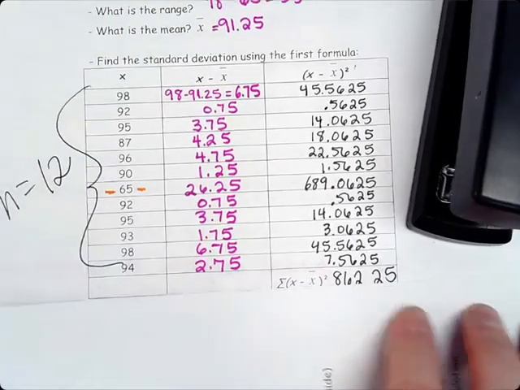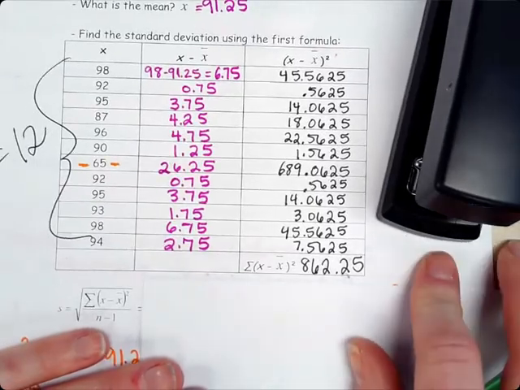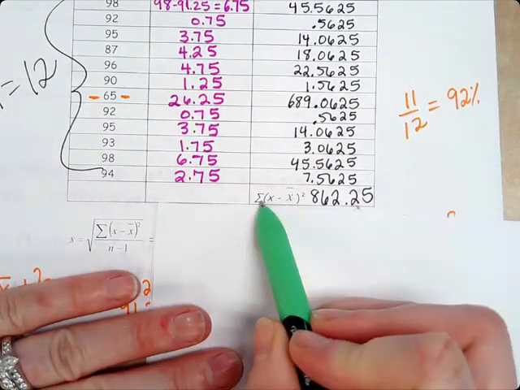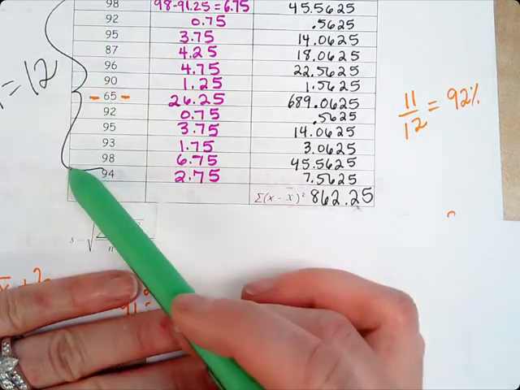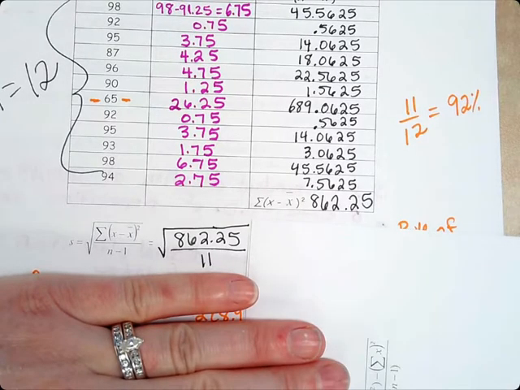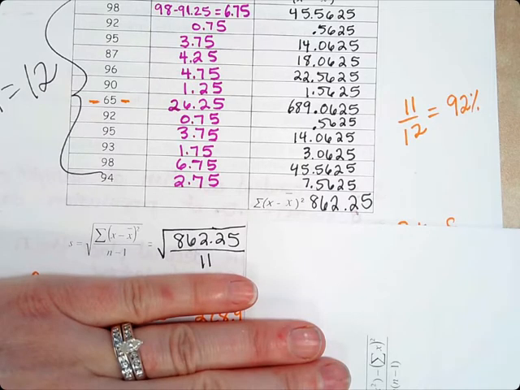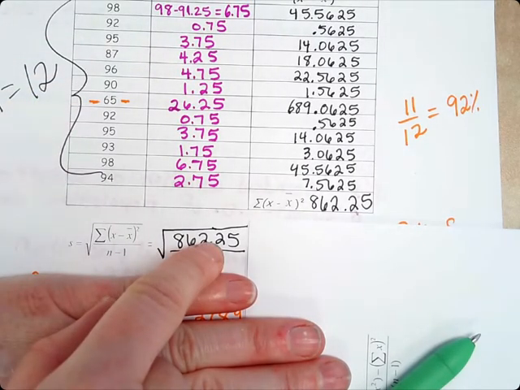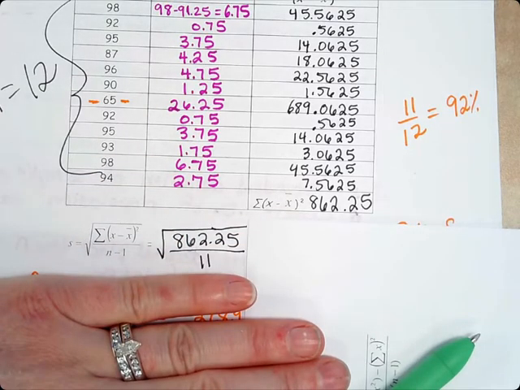Okay, and then the next part is to actually plug it into the formula. So this goes on top, and then the n minus 1. N is 12, so we'd actually divide by 11. Okay, so let's find out what that is. Round one more than our original data values, because after this, we're done. So take the square root of that fraction.